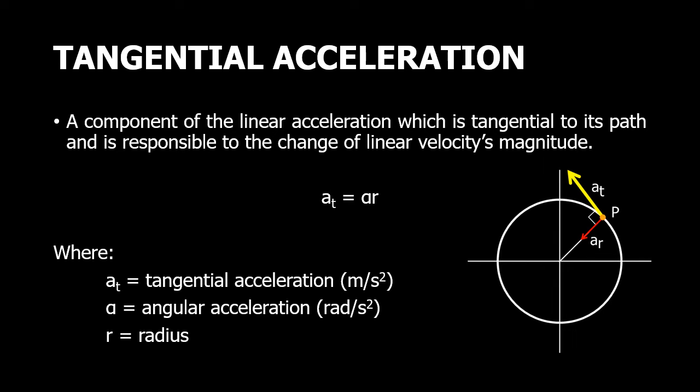So, kung titingnan natin yung figure sa may bandang kanan, makikita natin yung dilaw na arrow, tangent ulit siya dun sa circular path ng object from point P. Ibig sabihin, that is your tangential acceleration. And we can obtain tangential acceleration by this formula. A sub t equals alpha times r, wherein alpha is your angular acceleration measured in radians per second squared, and r is your radius measured in meters. Therefore, its SI unit is meters per second squared.